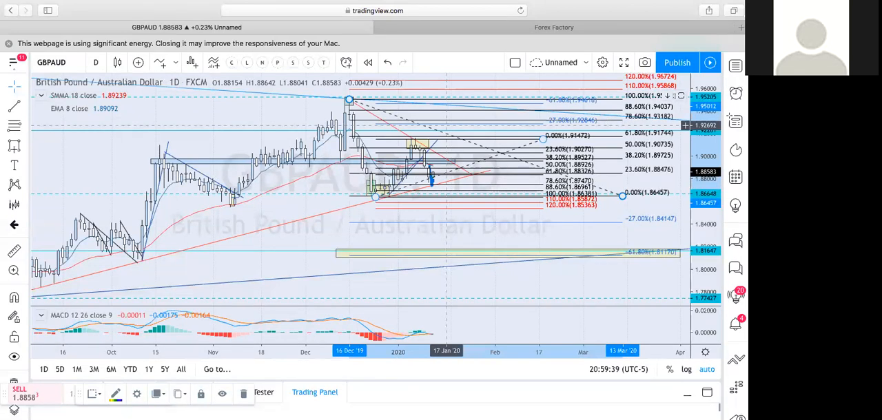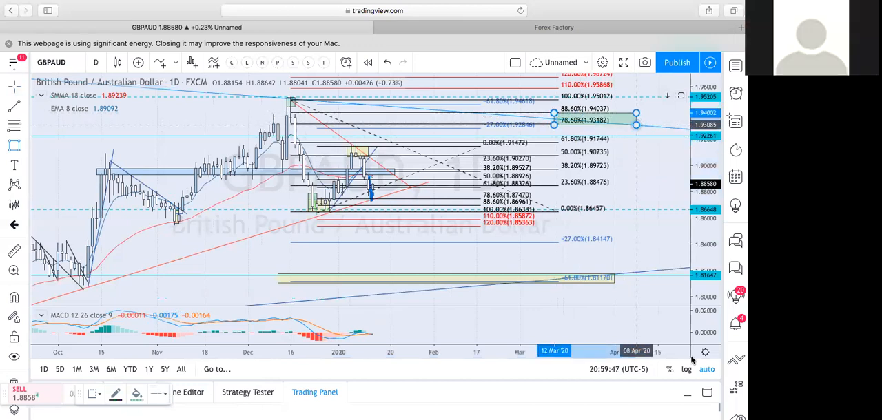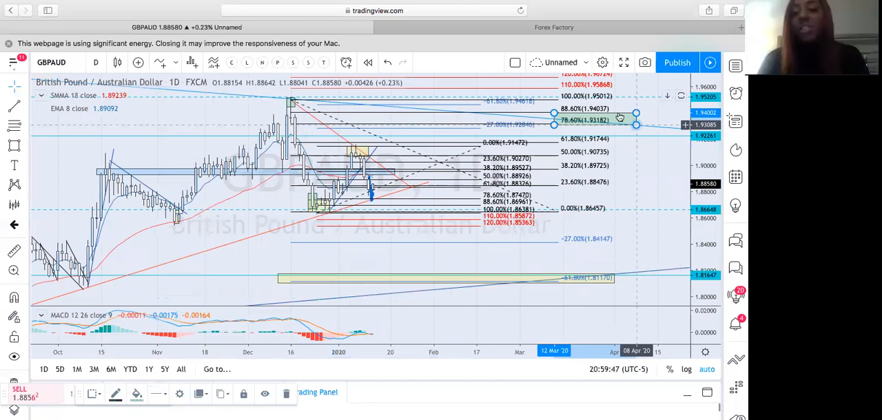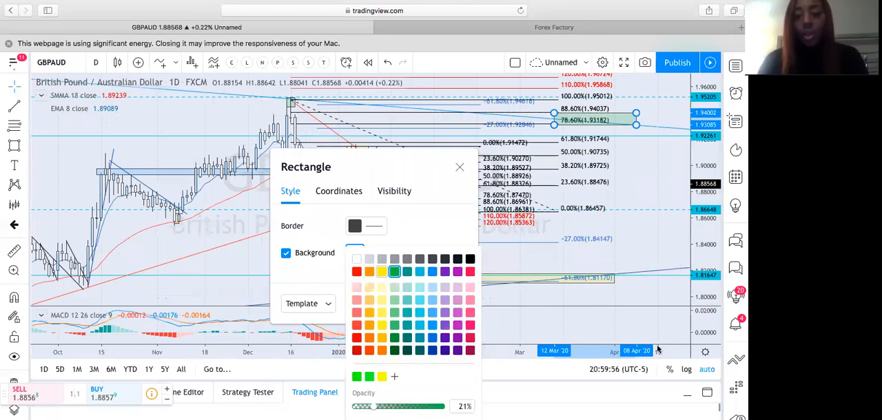I don't know if you guys can see this. That is the 78.6 on the, do y'all see this? Is this making sense? Because I don't want to confuse it.